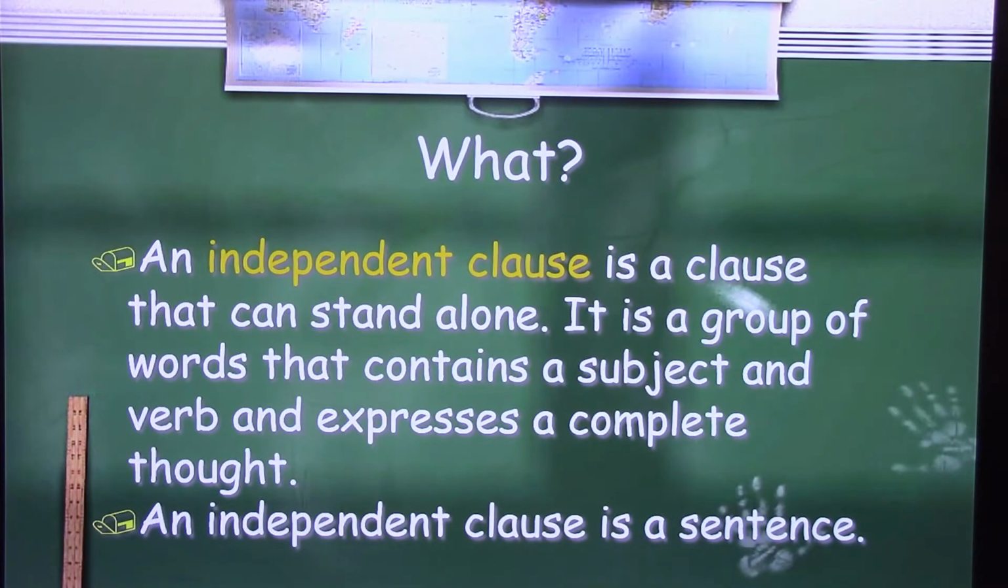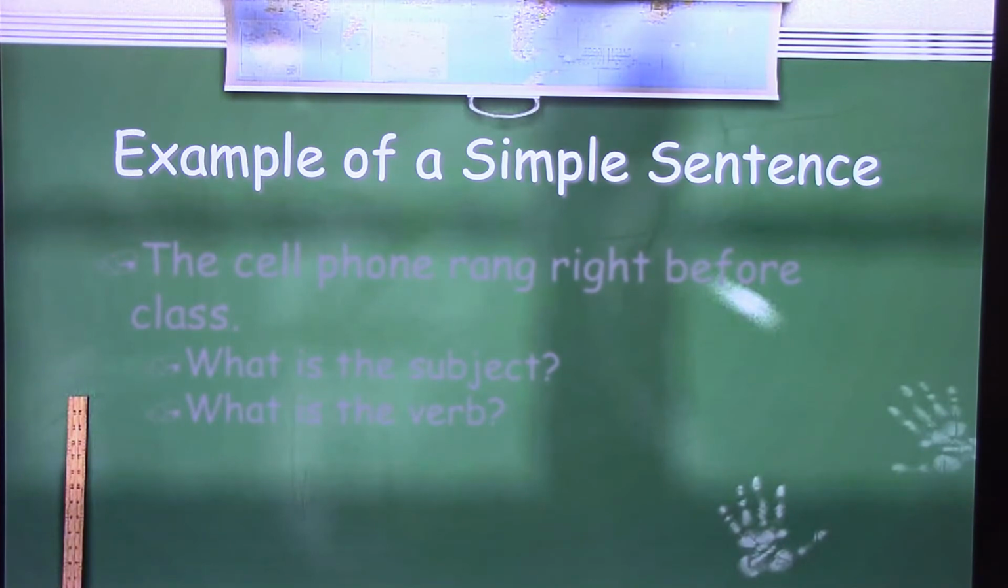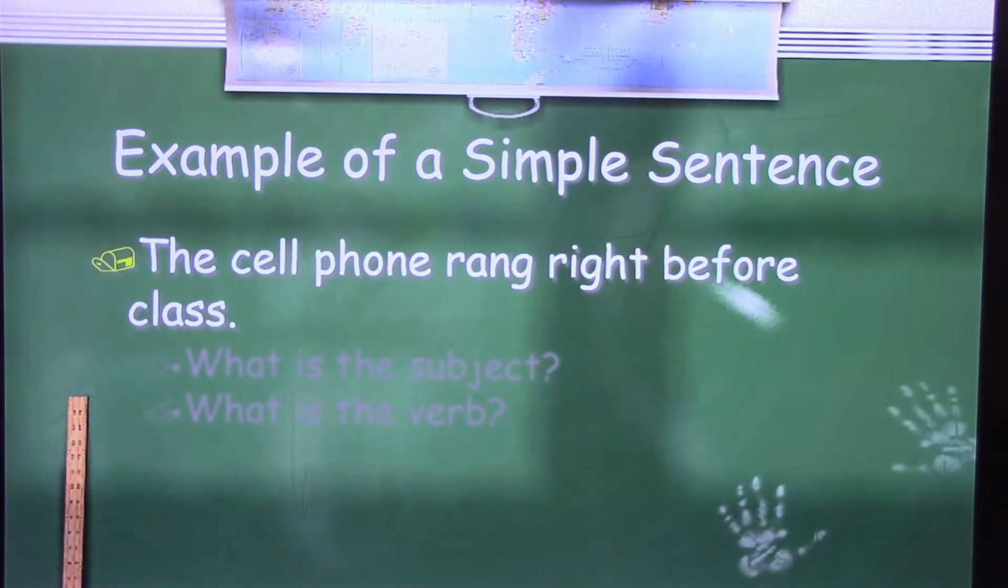Let us go back to our simple sentence. Our matter here is on the simple sentence. Now, let us go back. Let me give you an example of a simple sentence so that we can work on it and check if really it goes along with what we have already said. Here follows an example of a simple sentence. The cell phone rang right before class.